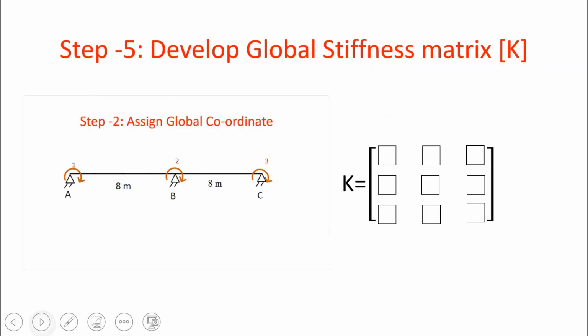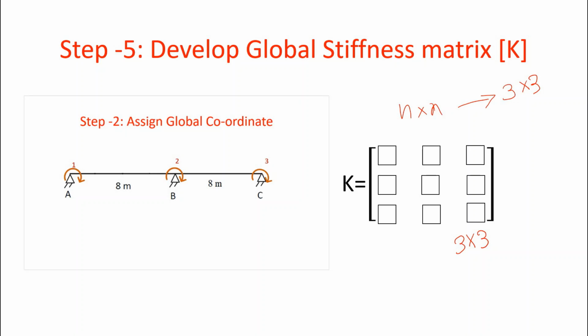Next we will see the global stiffness matrix. The global stiffness matrix will be of size n by n, where n is the number of degrees of freedom. And we know here the degree of freedom is 3. So the global stiffness matrix will be of order 3 by 3. Okay. And the coefficients of the global stiffness matrix will be according to the global coordinates that we have provided.